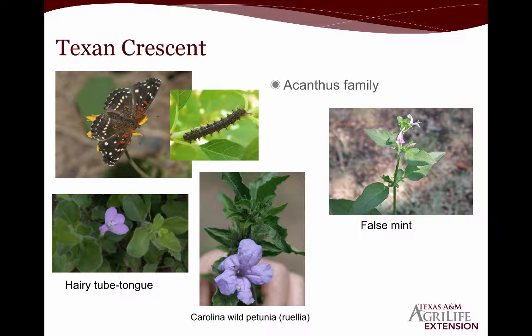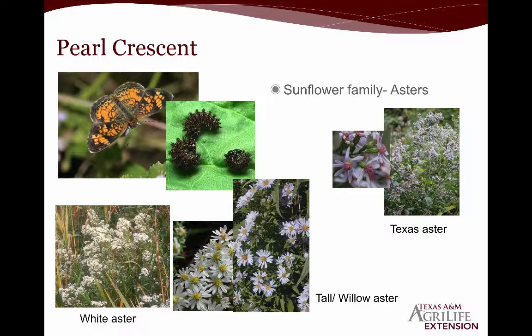We have the Texan crescent, right? So it feeds on acanthus family: false mint, Carolina wild petunia, hairy tube tongue. And again, you'll see that the caterpillar looks very similar to the previous one we looked at, in that it looks like it could cause some damage if you were to handle it, but it's actually not all that harmful. We have also the pearl crescent. They feed on sunflower family: Texas aster, tall willow aster, and white aster.